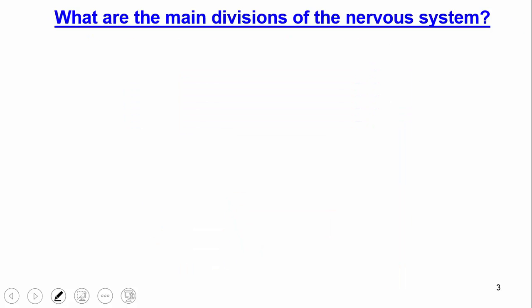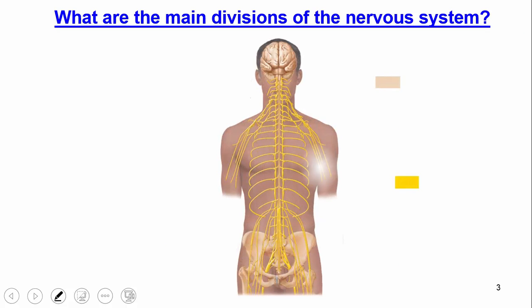Okay, so what are the main divisions of this nervous system? Well, if we look at the human body, we'll see that some are here in beige, right? Some are here in yellow. So what do these colors represent? Well, the beige represents the brain and the spinal cord. This is something called the central nervous system, or the CNS.